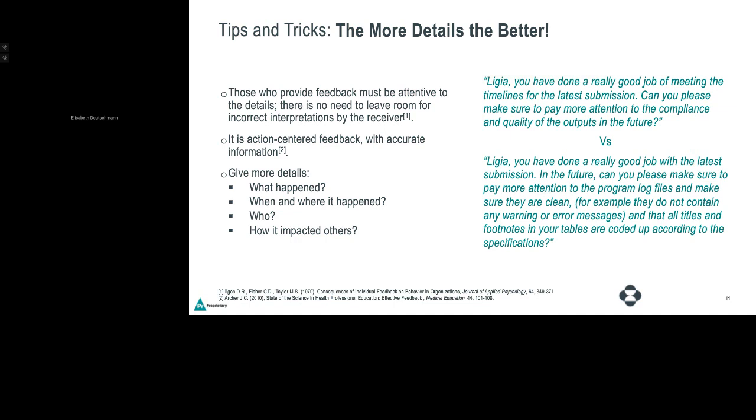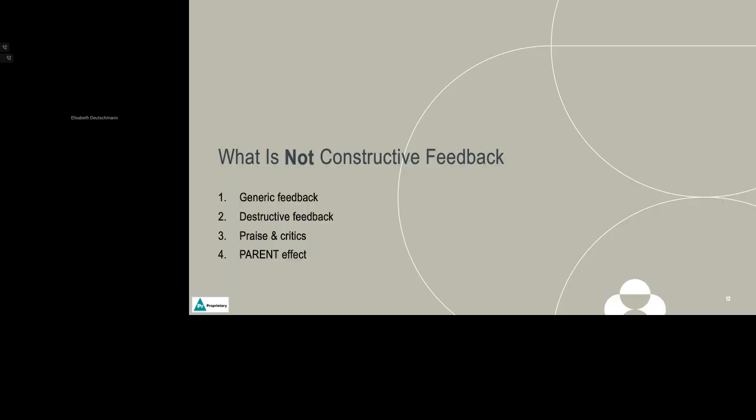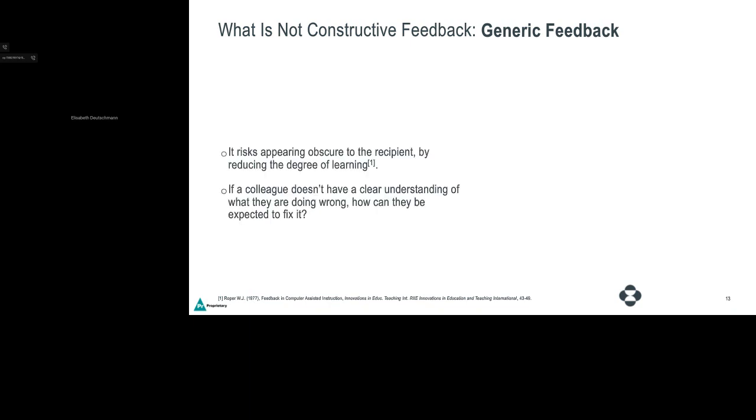So now let's talk about what is not a constructive feedback indeed. As we have already noticed previously from Ligia, a generic feedback is not constructive feedback. Why? A generic feedback could appear obscure to the recipient by reducing the degree of learning. If a colleague doesn't have a clear understanding of what they are doing wrong, how can they be expected to fix it, right?